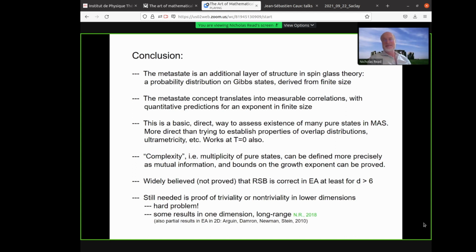So, just one question. You mentioned this complexity is not proportional to the volume. So how does it fluctuate? Is there any guess about this?